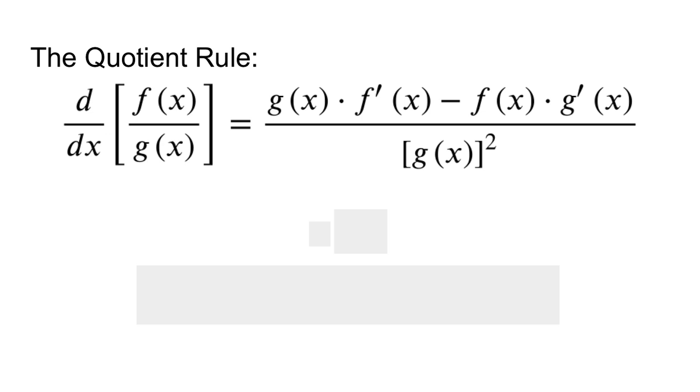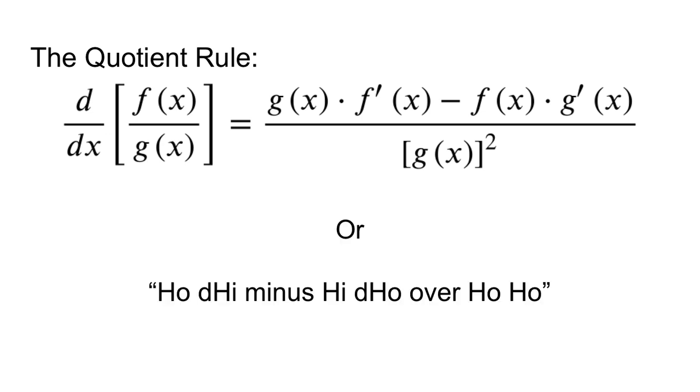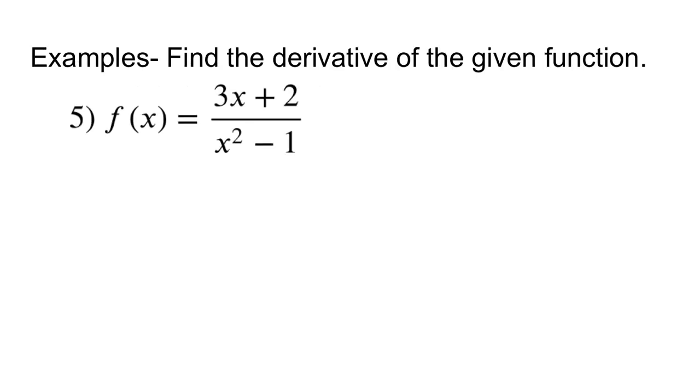Lucky for you, I have a way to remember this. If I think of my function as high over ho, then the derivative of high over ho is ho d high minus high d ho over ho ho. Again, high, ho. Ho d high minus high d ho over ho ho. I know it's silly, but it gives me a way to remember this quotient rule. Let's practice a couple problems.